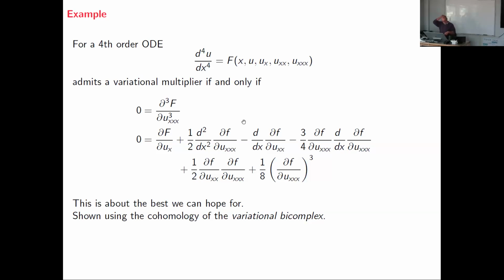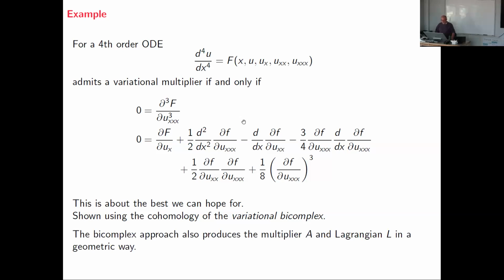It's a local closed condition, easy to verify. If somebody just gives you a fourth order ODE, off you go. I think that's about the best you could hope for in solving such a problem. These conditions came out of the cohomology of the variational bicomplex. Another thing that comes out of the variational bicomplex is that if these conditions are satisfied, it's not that difficult to go off and find the multiplier and the Lagrangian. So the problem is very tractable, very solvable.